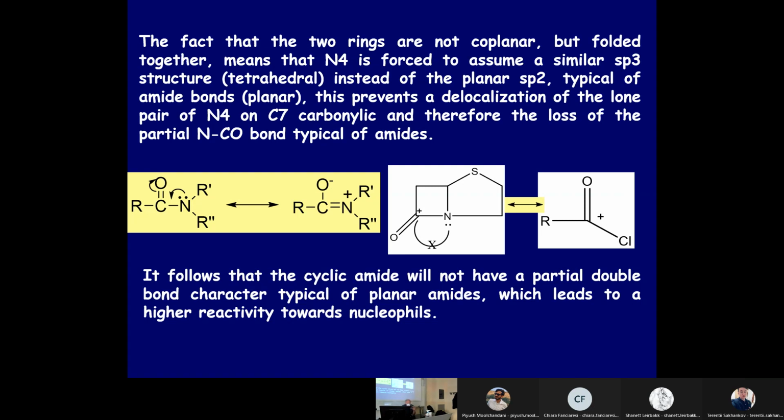We say it is similar to an sp3 carbon atom, it is a nitrogen, but in the normal amido bonds, the carbon is sp2. So it's quite different. So this is the explanation of the different behavior of the beta-lactam ring in comparison with a normal amido group.